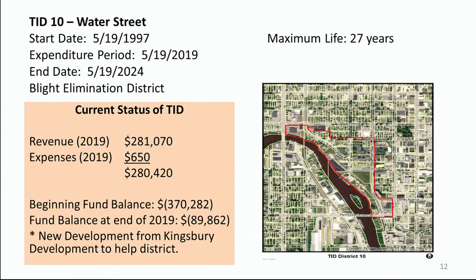TID 10, the Water Street. This is the area basically from Pennsylvania Avenue out to the Walgreens along the Sheboygan River. Was created in 1997. It closes in 2024. It was created as a blight district with a maximum life of 27 years. The revenues right now are positive at about $280,000. There is a deficit in the fund balance as of the end of the year, but we're projecting that the new Kingsbury development will help fill that deficit with the plan to ultimately close it in the positive.